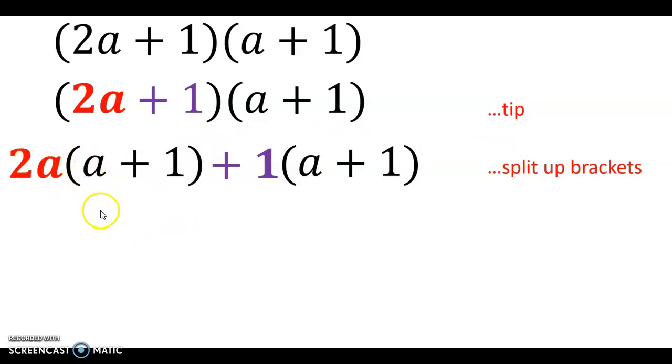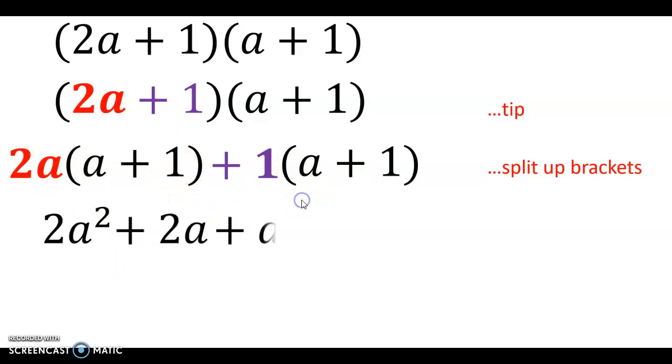So 2a by a will give you 2a squared, 2a by 1 will give you 2a, 1 by a will give you a, or 1a if you like, and 1 by 1 gives you 1. And you're nearly there now, you're finished with multiplication. That's called removing the brackets.